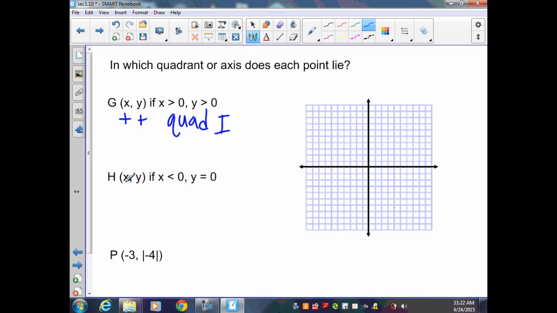H, again, is an x, y coordinate, but they give us a little more information. X is less than 0. That means it has to be a negative number. And here, y is equal to 0. So that tells me that x is a negative number, which means it's going to lie here, but y is 0. So that means it won't go up or down. So it's going to lie somewhere on the x-axis.